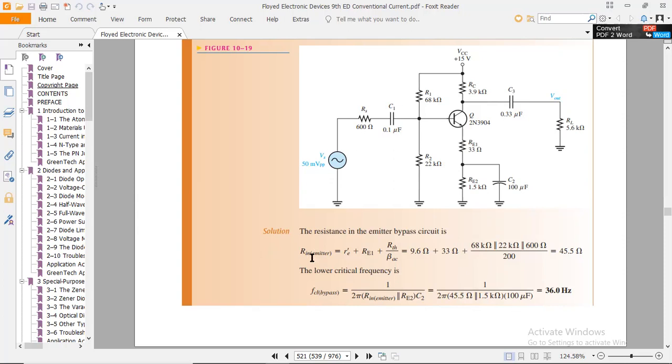This we call R in emitter, and at the end we add RE2. Oh, sorry, it is parallel with each other because the capacitor is connected here. So R in emitter is parallel with RE2. And what is RE2? This is 1.5 kilo ohm.